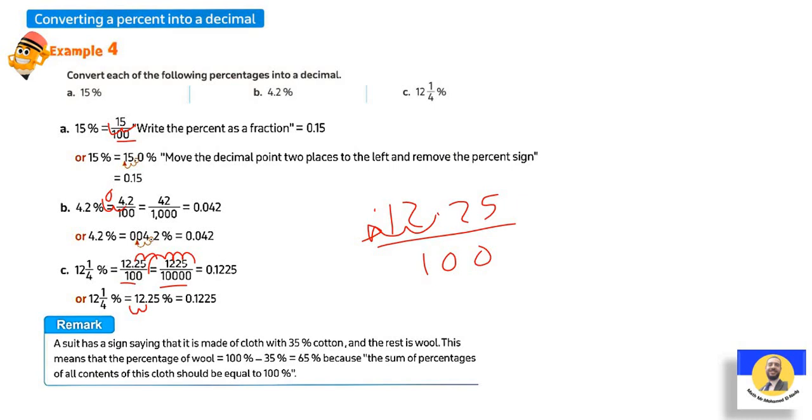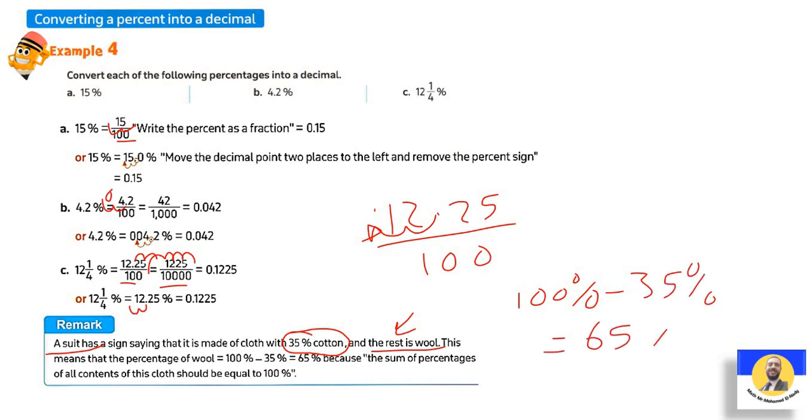35% cotton and the rest is wool. I told you that you have a suit made of cloth with 35% and the rest. The rest is out of how much? We always have the whole being 100%. So it is 35% of cotton, so we subtract 35% from it, so it will be 65%. Okay. So the sum of the percentages of all contents of this cloth should equal 100%.